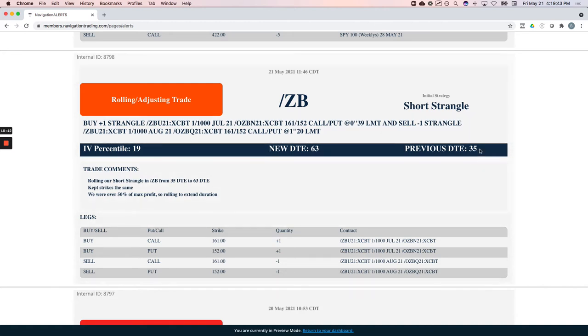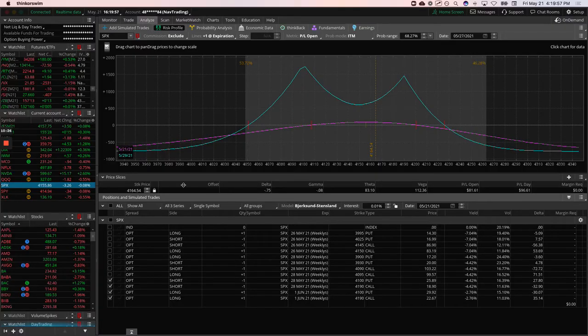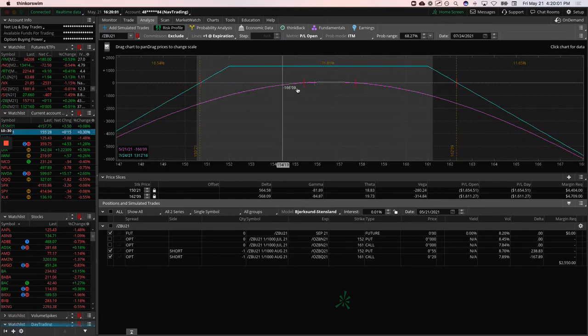ZB, we had that short strangle that we've been managing. We rolled this. So we still had 35 days to expiration, but we were over 50% of max profit. So we went ahead and rolled it out to 63. We usually like to stay in that 30 to 60 days. So this is a couple days outside of that range, but not a big deal to do it to 63. So we went ahead and locked in that credit and extended duration here and gave us a fresh spread, a little bit wider than the other one.